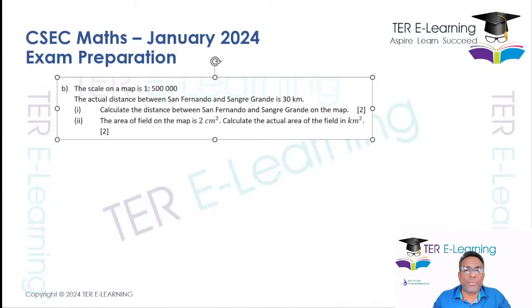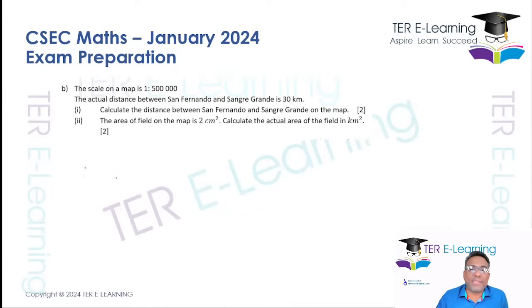Right, so when you have a scale question like this, that scale is telling us something. Now, I don't like to learn off any formulas. So if the scale is telling me 1 to 500,000, that means that 1 cm on the map actually represents 500,000 cm. Some students like to learn off these things, and that's okay if you want to do that.